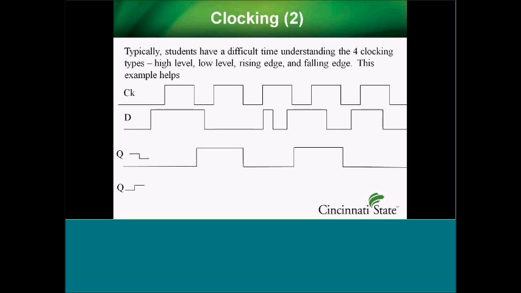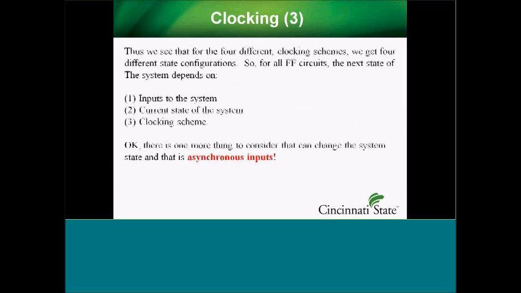Positive edge, same situation, except you're just going to grab the value of D on the positive edge. Here you see D is 1, so we're going to grab that. Here D is 0, it's going to go back down. On this positive edge, D is still 0, so it holds until the next one is up. Then it's high again, it holds all the way out. Again, we have two very different waveforms for this system state, depending on which one. And of course, they don't look anything like the others. So you see for each of these clocking schemes, we get four different state configurations.